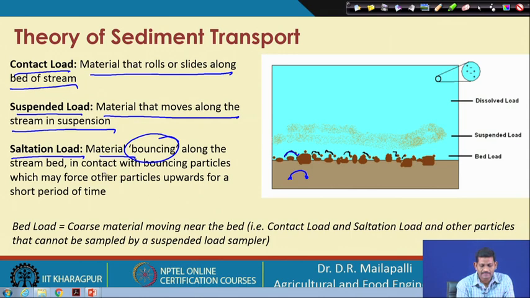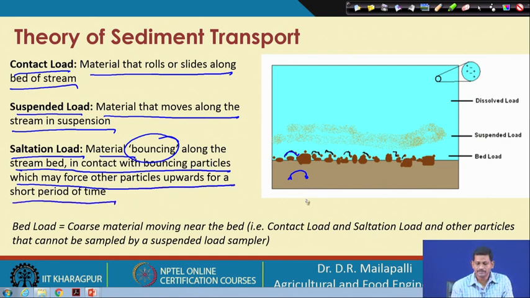The stream bed contact with the bouncing particles may force other particles upwards for a short period of time. So, if there is a particle here and another particle comes and bounces here and impacts it, this one goes up for a short period of time. That is the saltation.